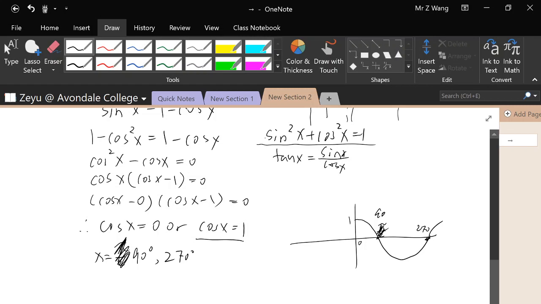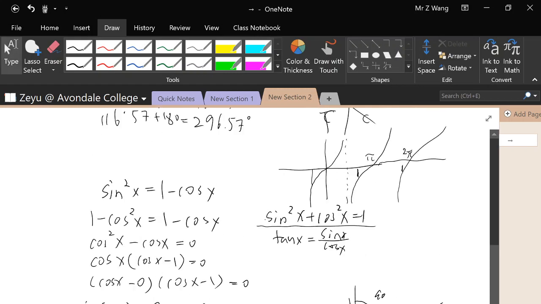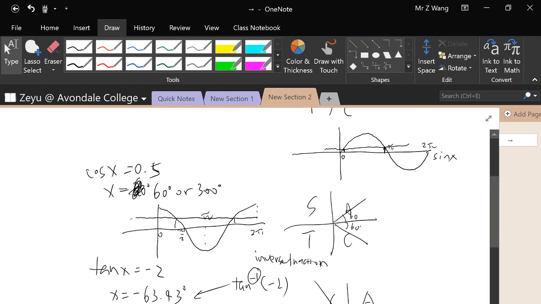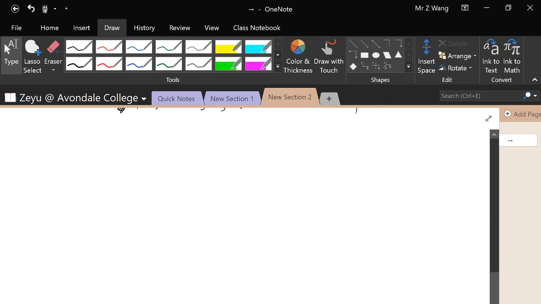And cosine x equal to 1, you see it's 0, right? And then 360. So 0 and 360. I hope it makes sense, right? Remember, we can also add 360 to any of these. We can add 720 to any of these to form another solution, but we are only solving within 0 to 360. So these are the solutions.